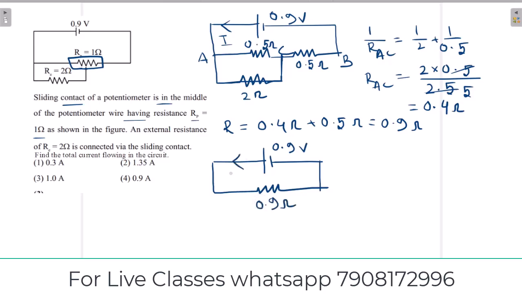So the current I will be V by R, that is 0.9 volt divided by 0.9 ohm, that is 1. 0.9 by 0.9 is equal to 1 ampere. So the current flowing through the battery is 1 ampere. That is, here option 3 is the correct answer.